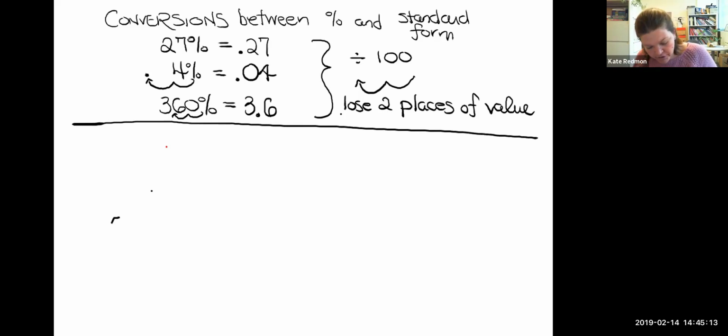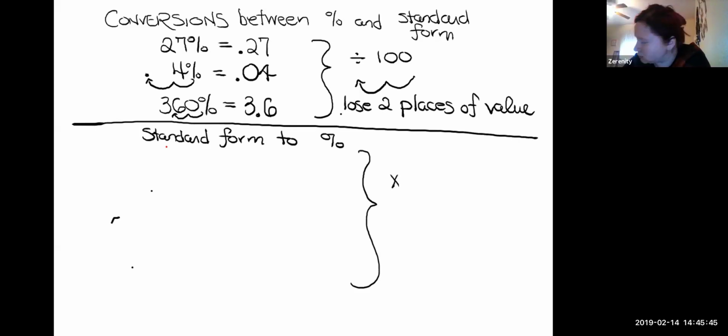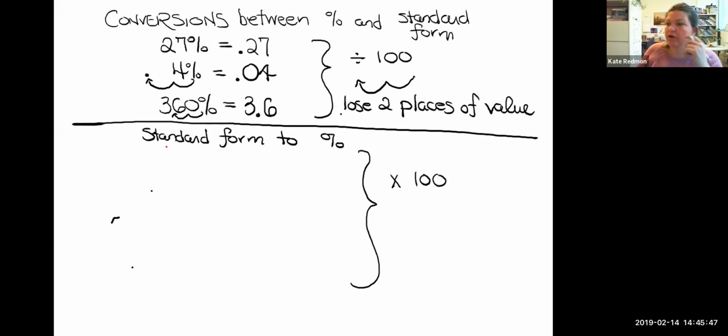What if we want to go now, instead of from percents to standard form, what if we want to go from standard form to percents? Exactly. Well, we should do the opposite. So let's think about the opposite. We're algebra students by now. We ought to know the opposite of dividing by 100. The opposite of dividing by 100 is? Multiplying. Exactly. So if we want to convert back the other way, we are going to multiply by 100%.